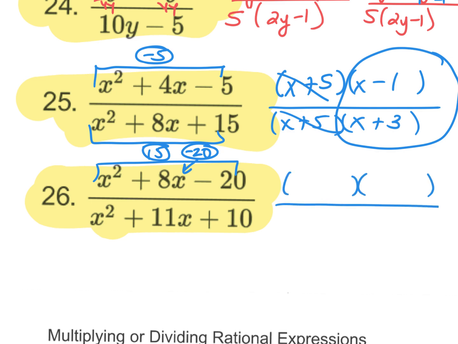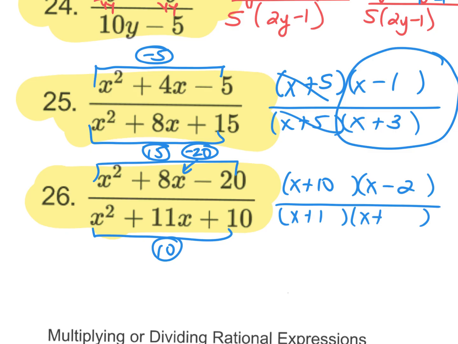1 and 20, 2 and 10, 4 and 5. Perfect. X plus 10, X minus 2. Now on the bottom, A times C. What can I multiply to get 10, but add to get 11? 1 and 10. X plus 1, X plus 10.